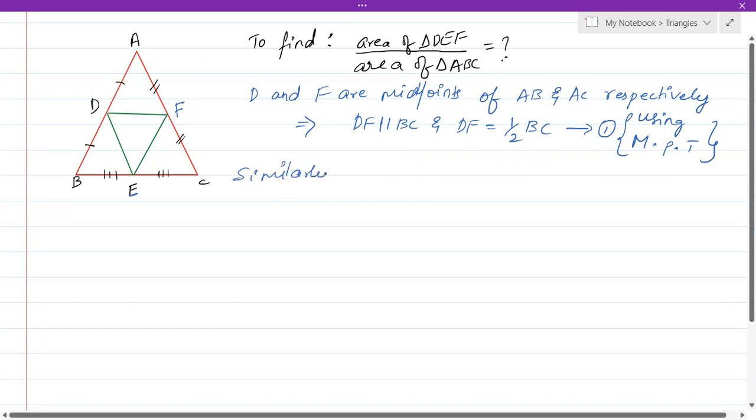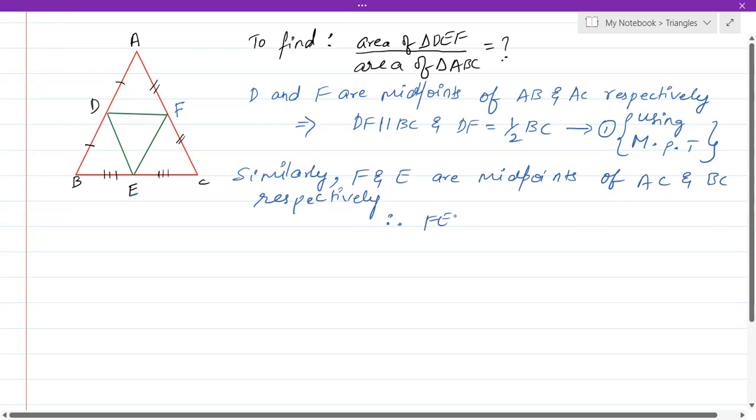Similarly, F is midpoint, E is midpoint. F and E are midpoints of AC and BC respectively. Therefore, what do we get? We get FE is parallel to AB and FE is half of AB.